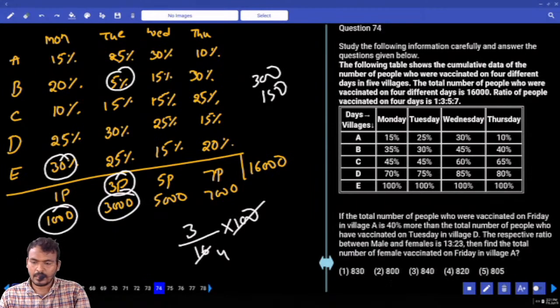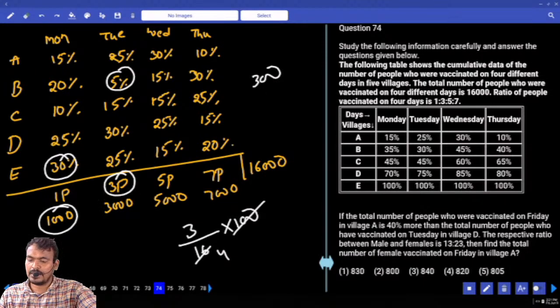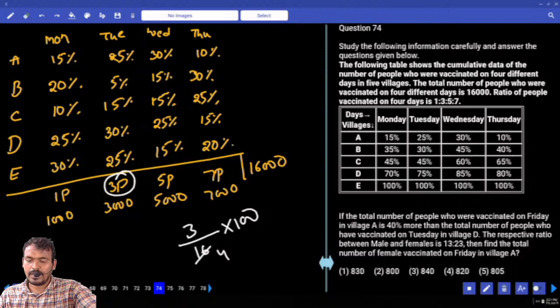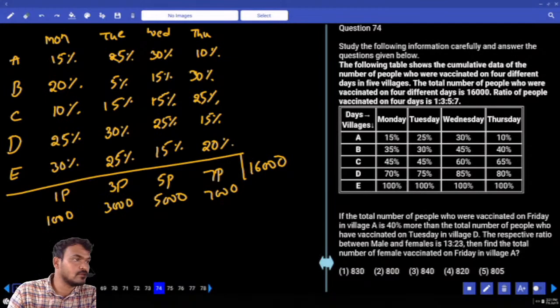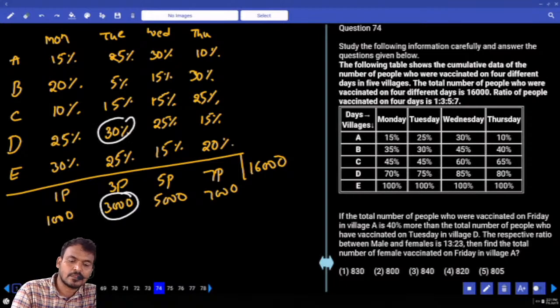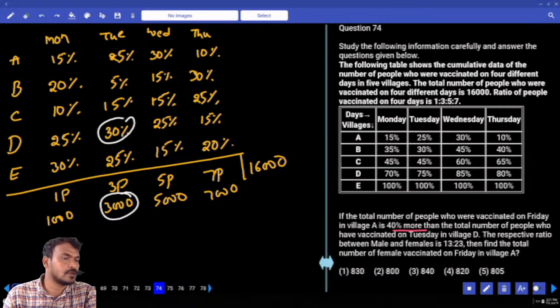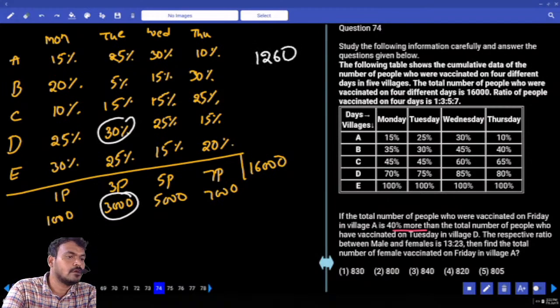150. Next, 74. If the total number of people vaccinated on Friday in village A is 40% more than the total number of people vaccinated on Tuesday in village D. What is village D on Tuesday? Village D on Tuesday, 30% of which one? 3000. Compared to this one, how much percent more? 40% more. What is 30% of 3000? 900. What is 40% of 900? 360. 900 plus 360, 1260.